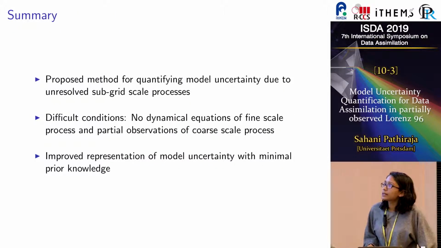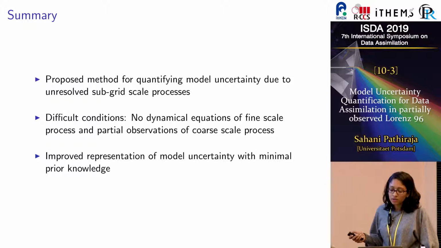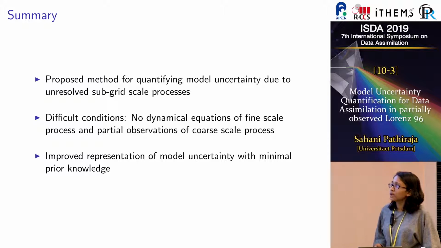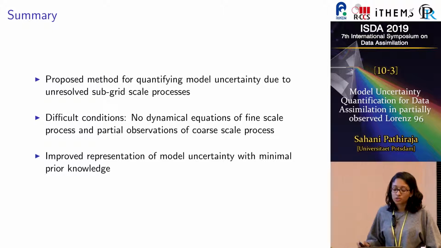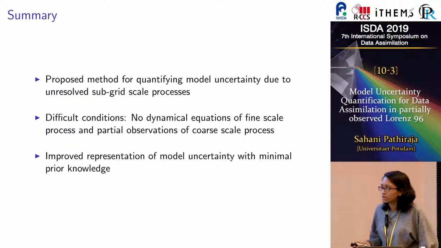Okay, so to summarize, we proposed a method for quantifying model uncertainty due to unresolved subgrid scale processes. It's really just a step in this direction, and there's a lot of assumptions that need to be relaxed, and there's ways that we can also improve on it. The difficult conditions are that there's no dynamical equations of the fine scale process and only partial observations of the coarse scale process. And also we really want to keep our prior assumptions as minimal as possible, but we can see that we can get an improved representation of model uncertainty, especially beyond just blindly assuming that everything's zero mean Gaussian.